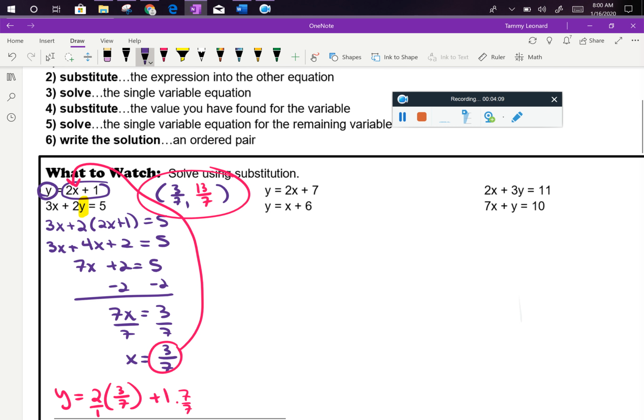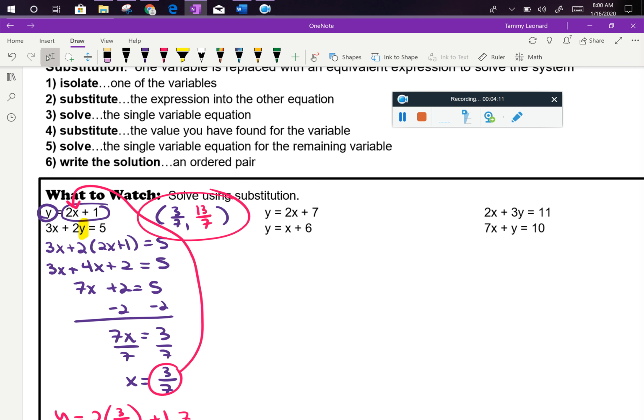In the second one, going back to our steps, it says isolate one of the variables. Well, notice y is already isolated in both of the equations, so we don't have any work to do on that front. Step 2 says substitute. So if y is equal to 2x plus 7, then I can find the other y, and I can replace it with 2x plus 7. So I'm going to have 2x plus 7 equals x plus 6. I didn't use parentheses this time because the y was the only thing on that side of the equation, and therefore there's nothing for it to interact with.